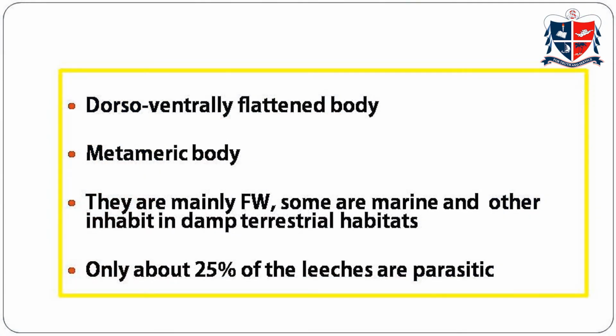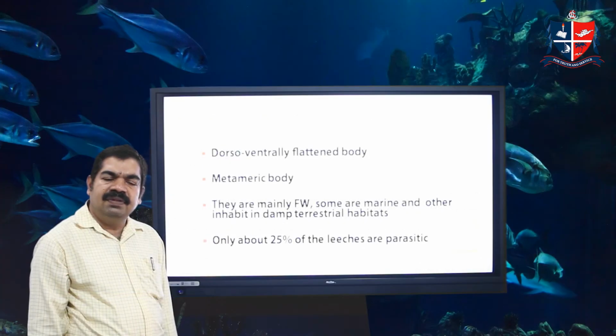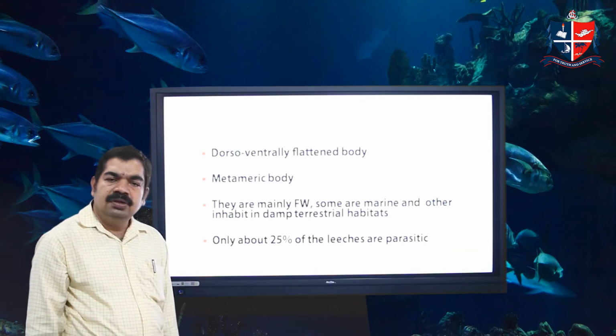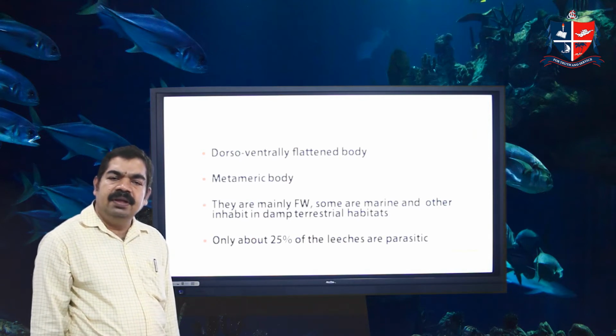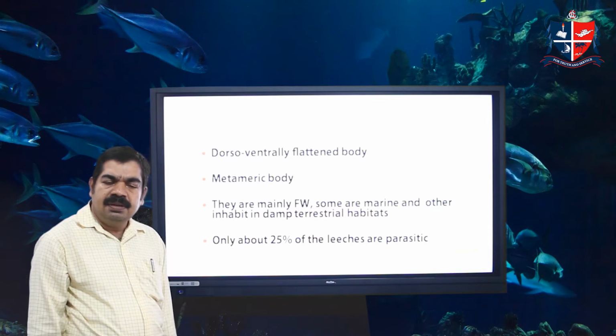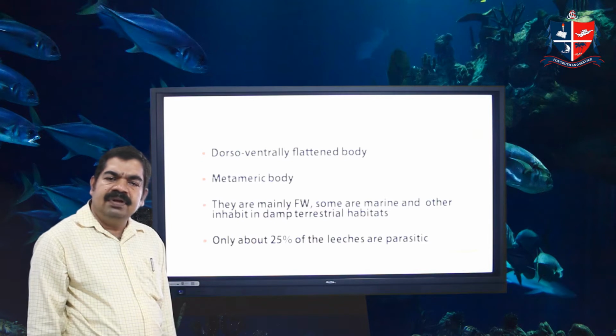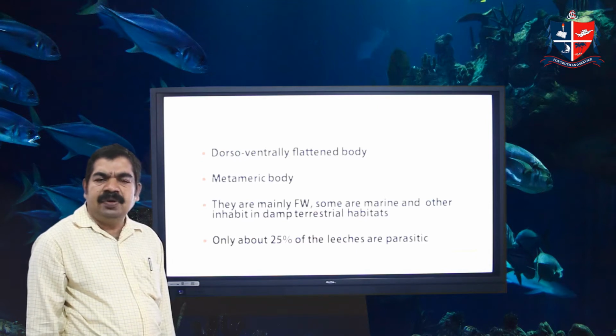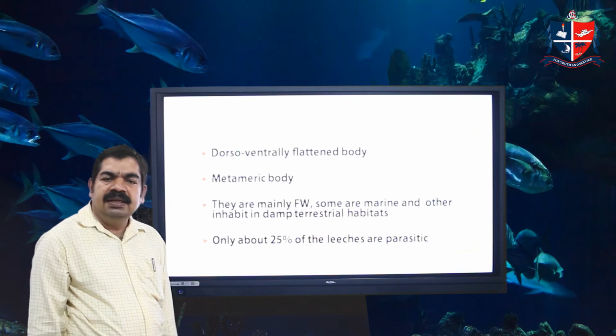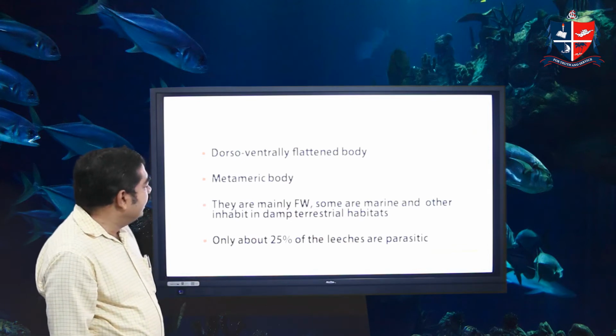Next characteristic regarding the leeches: the body of the leeches is dorsoventrally flattened. This dorsoventrally flattened body has its own adaptation, because when they are attaching to the fish body, they get a firm attachment with this particular body arrangement rather than a cylindrical body. So, as a parasite, this body shape helps the parasite to lead a successful parasitic life.